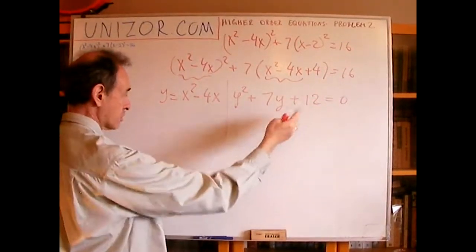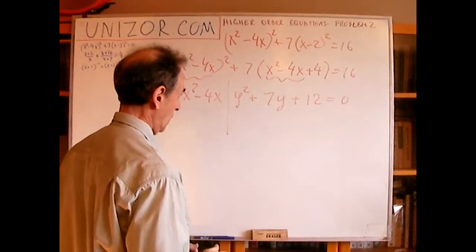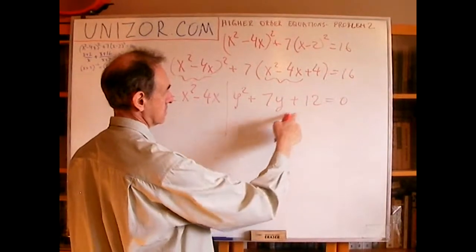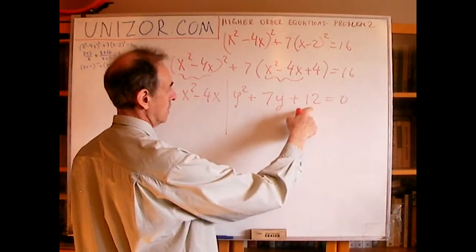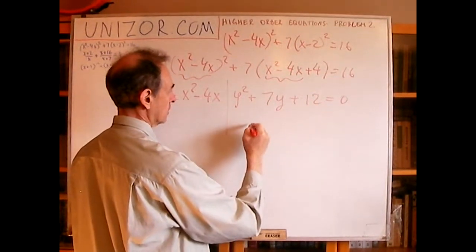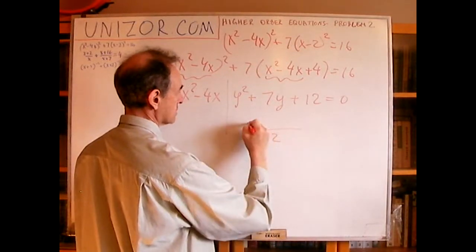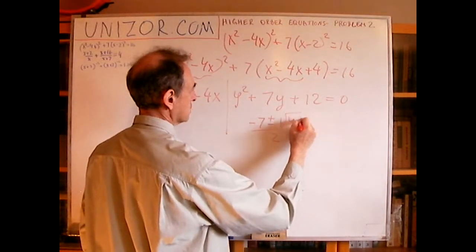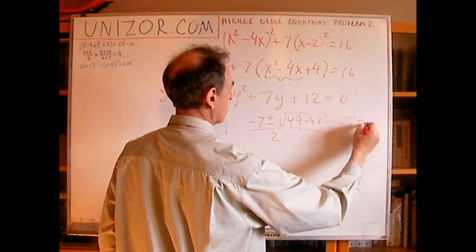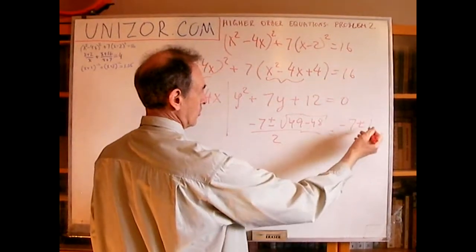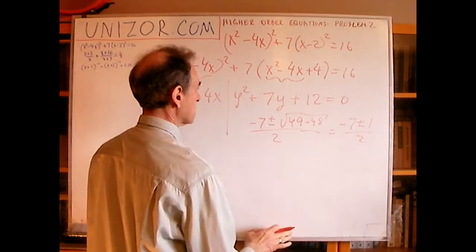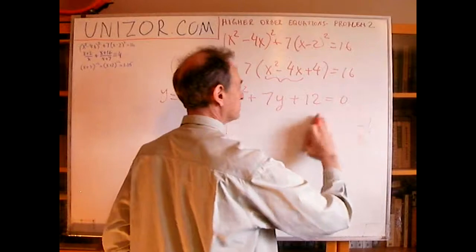And solutions to this are obviously minus 3 and minus 4, right? Because their product is the free member and their sum is this coefficient with a minus sign. But you can actually do it properly. It's minus 7 plus or minus the square root of 49 minus 48, so it's minus 7 plus or minus 1 divided by 2. Plus is minus 6, so it's minus 3, and minus 4. Yes, I was right. So minus 3 and minus 4.